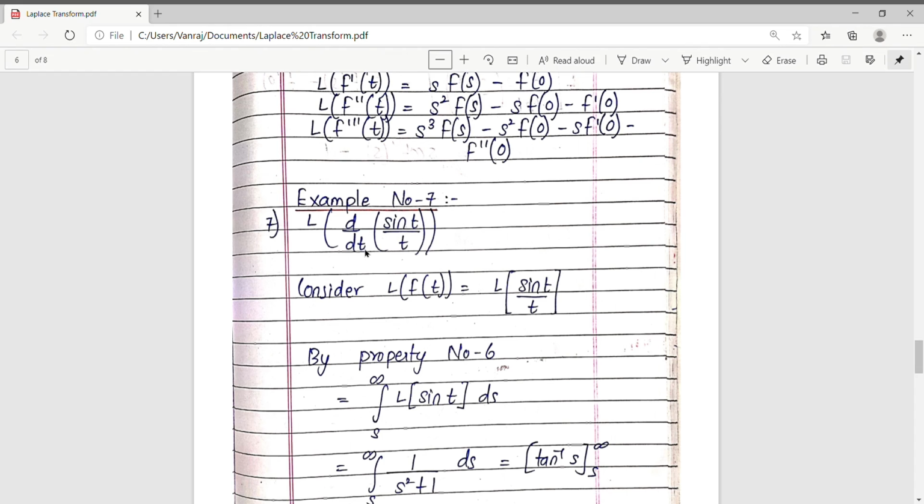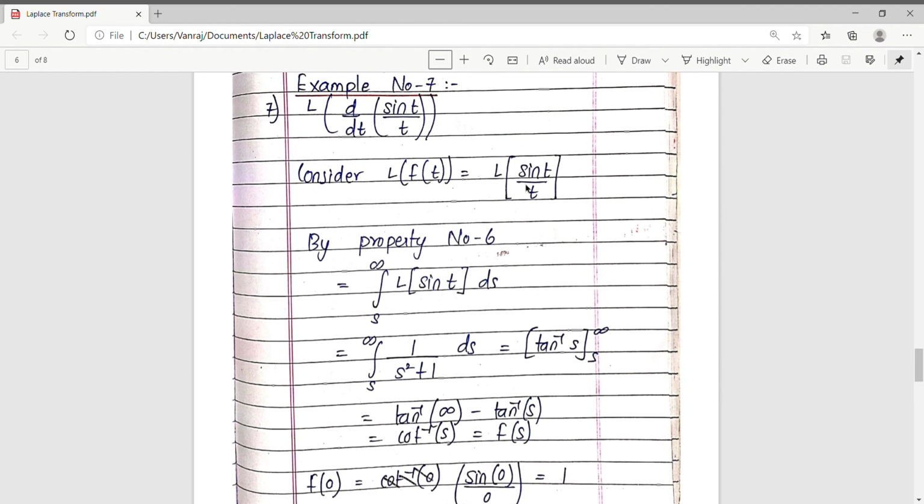So if you have to find the Laplace transform of the derivative of sine t upon t, then first of all we will find the Laplace transform of f dash of t. So here f dash of t is sine t upon t. So I have written here Laplace transform of sine t upon t. So now we will use property number 7. I have mistakenly written here 6, it is 7.